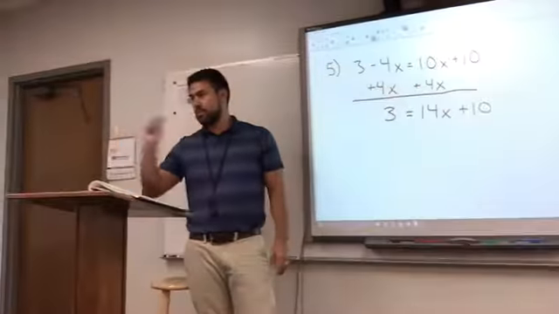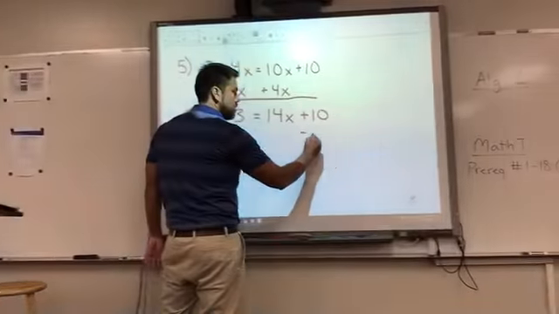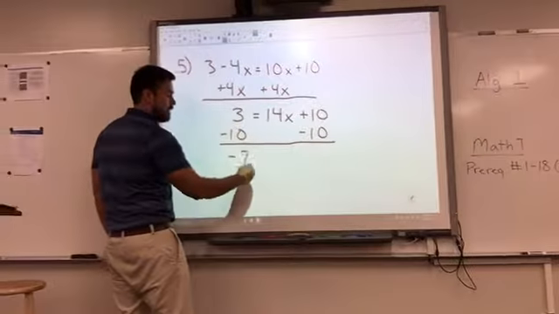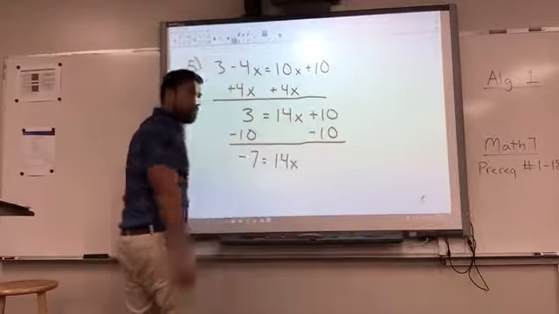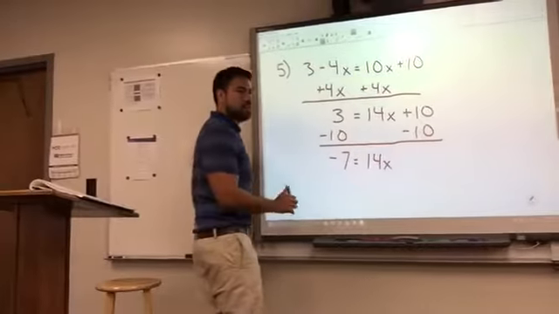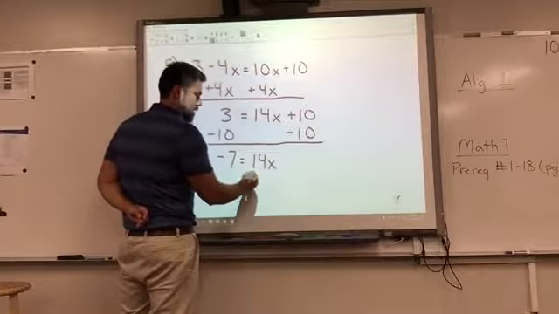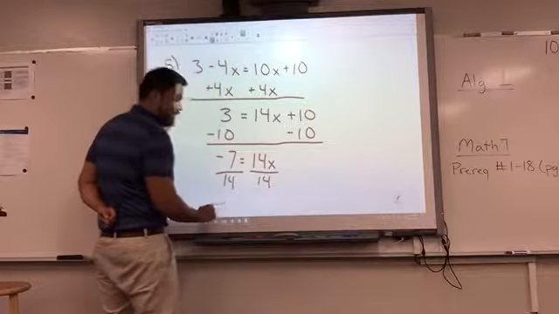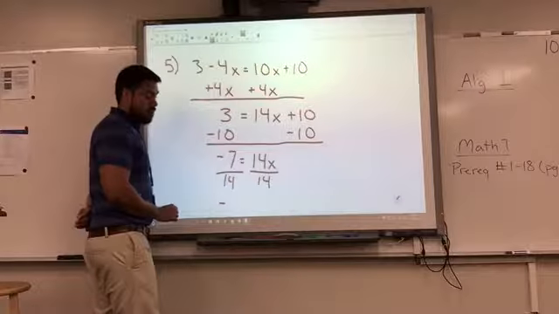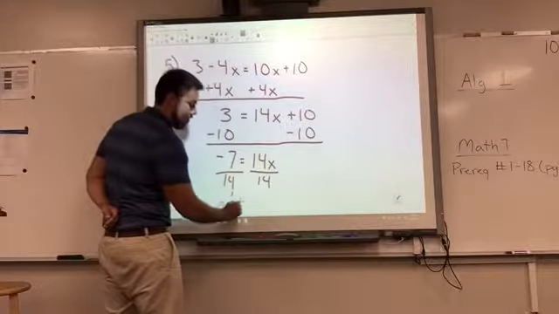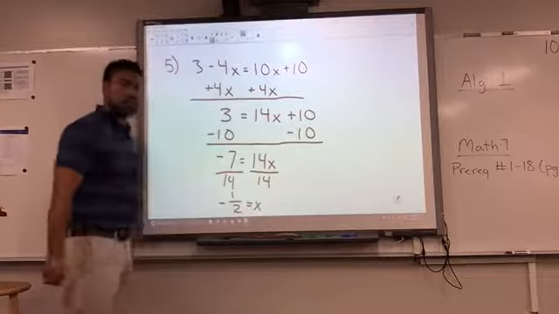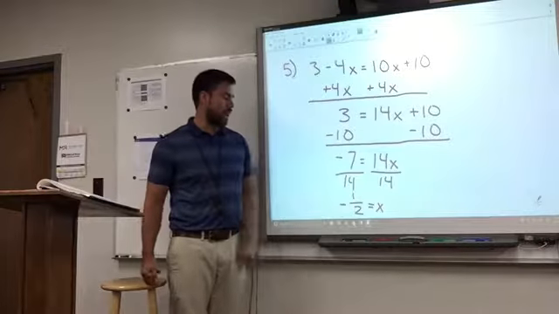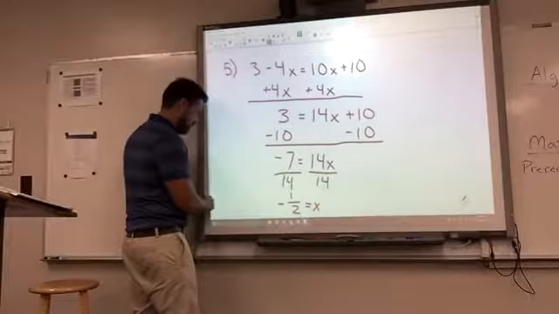So someone help me out here. Yes, ma'am? Good. Subtract 10 from both sides. And I'm left here with negative 7 equals 14x. Then what would I do to both sides? Harrison? By 14. Divide both sides by 14. And my final answer will be negative half equals x. Do you see here what's 7 divided by 14? Well, 7/14 is 1/2, and it's negative, and that's x.